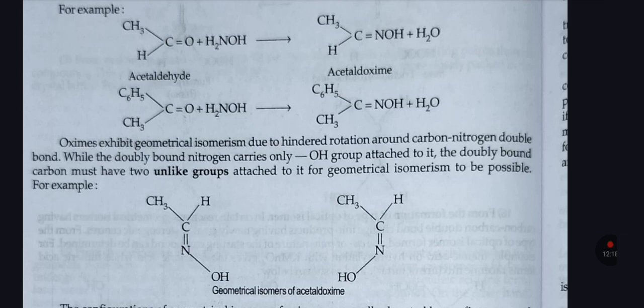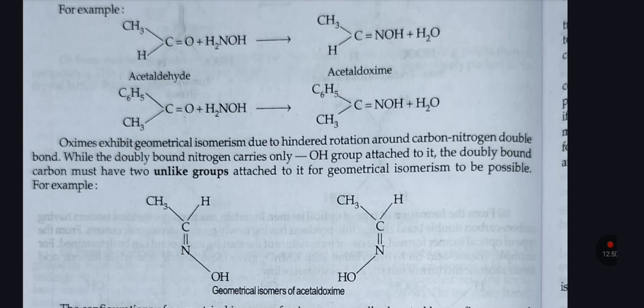Similarly, another compound, C6H5C(=O)CH3, plus NH2OH will give this compound, where the O is replaced by NOH, plus H2O. Oximes exhibit geometrical isomerism due to hindered rotation around the carbon-nitrogen double bond, while the doubly bonded nitrogen carries only an OH group attached to it.